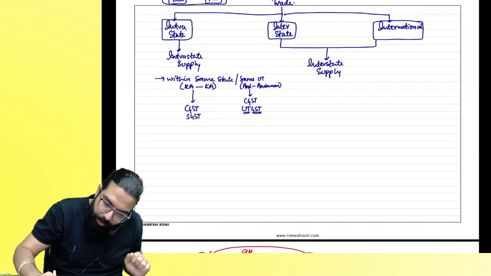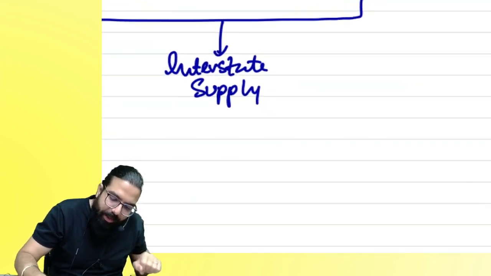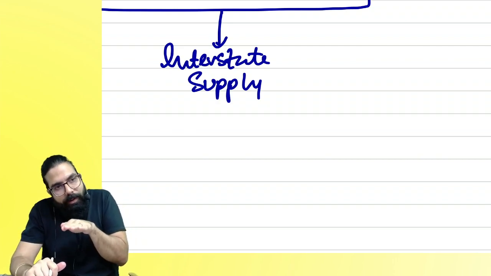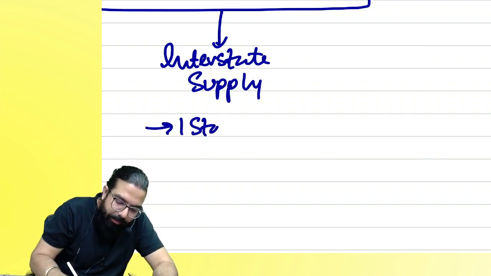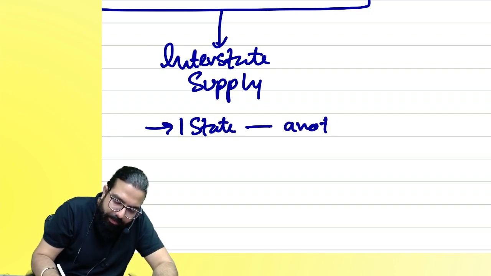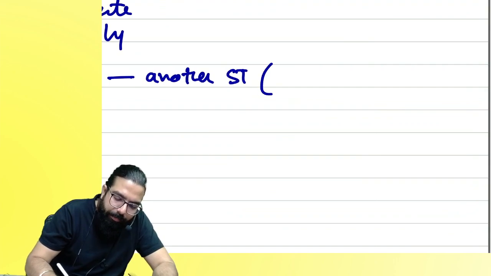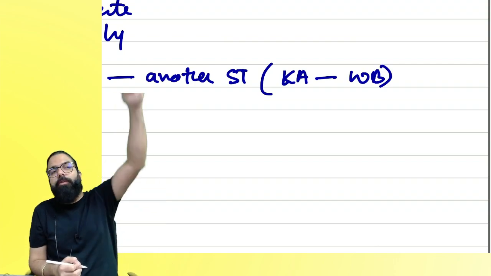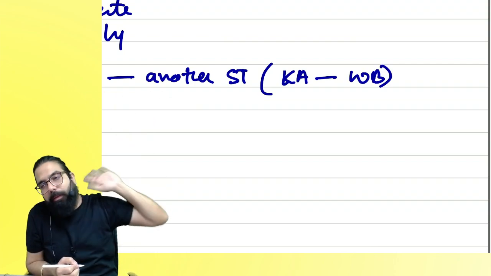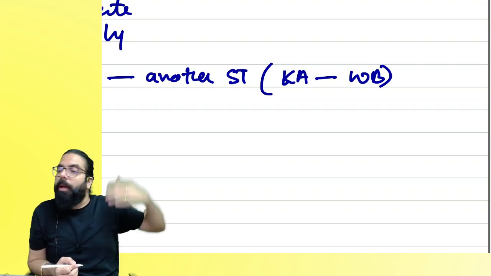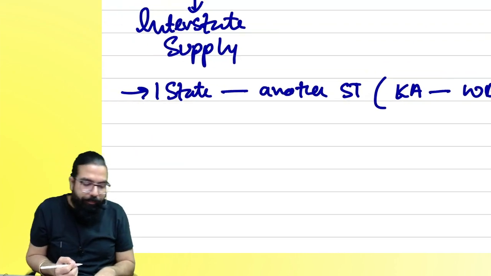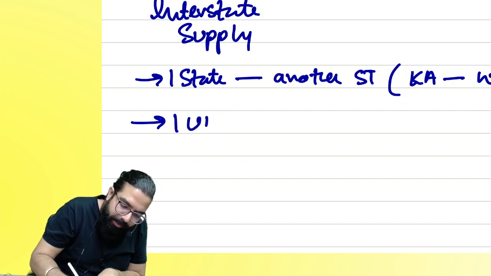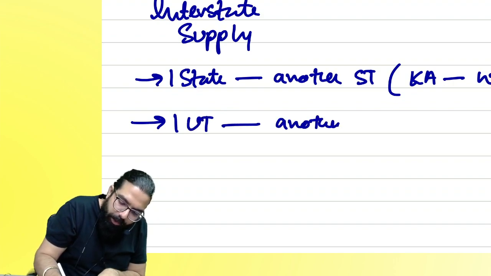Okay. Now you understood what intra is. Now let's understand inter. What do you understand by inter? Whenever a transaction happens from one state to another state. For example, Karnataka, say I sold some goods to West Bengal, or I provided a service in West Bengal. I am in Karnataka, but the place where I've done the supply is in some other state. Or one union territory to another union territory.